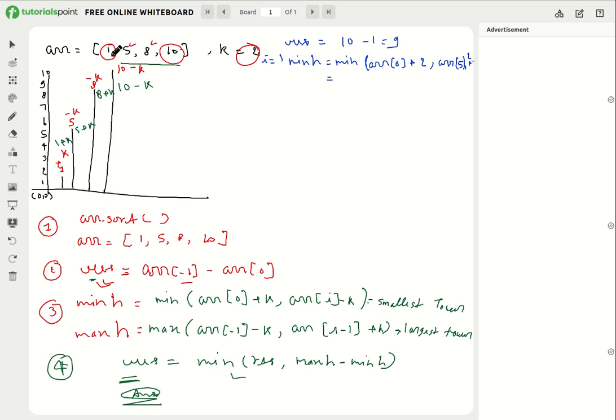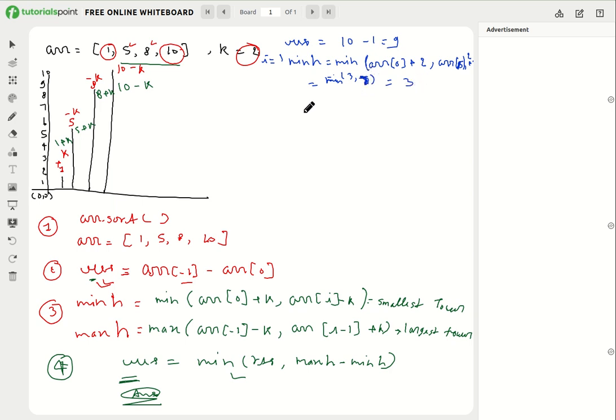Array of 0 is 1, so 1 plus 2 is 3, and array of 1 will be the 5 value. This is not 5, this is actually 1, this will be the 1. So 5 plus 2 is 7, and what is the minimum value there? We will get 3, the minimum of 3 comma 7. Okay, so it will be 3.